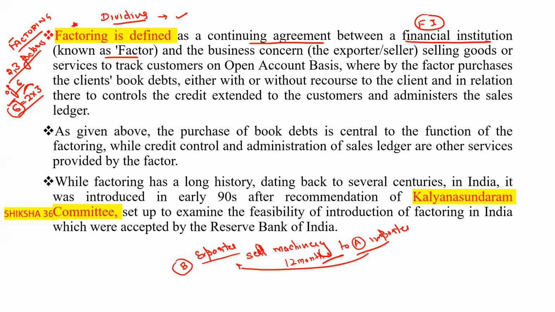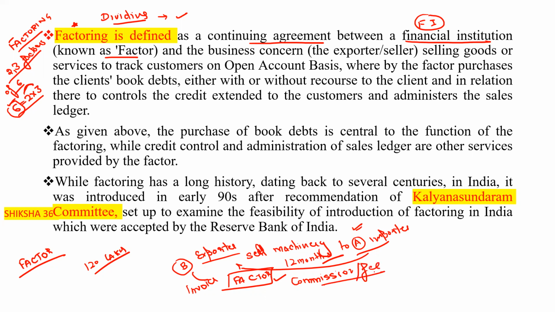So what they will do is take the service of the factor. B will give their invoices to the factor, like invoices of 120 lakh. What will the factor do? They will take their commission or fees, because in these types of business they will definitely get the payment on time. All deals are through the banks, proper dealing is done. So they will take the commission or fees for the payment on the spot and take the invoice.